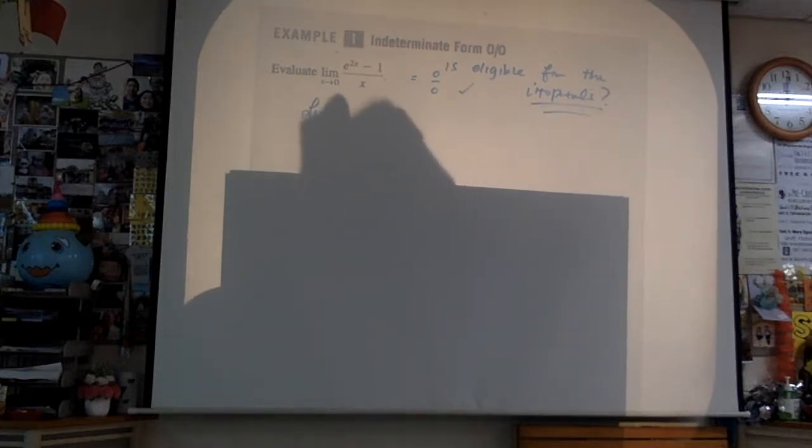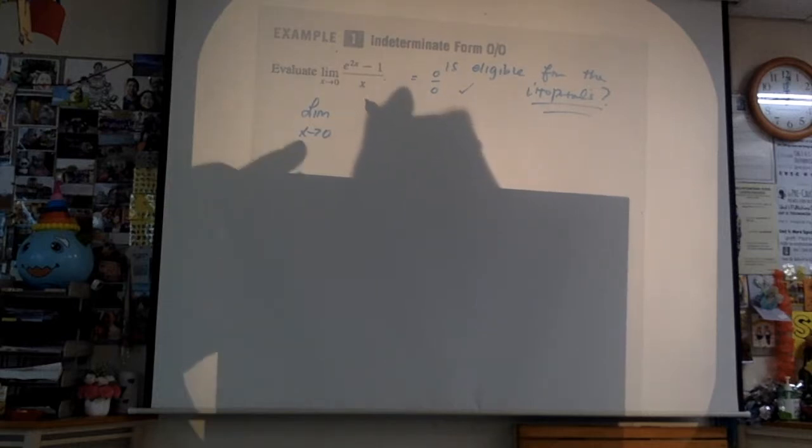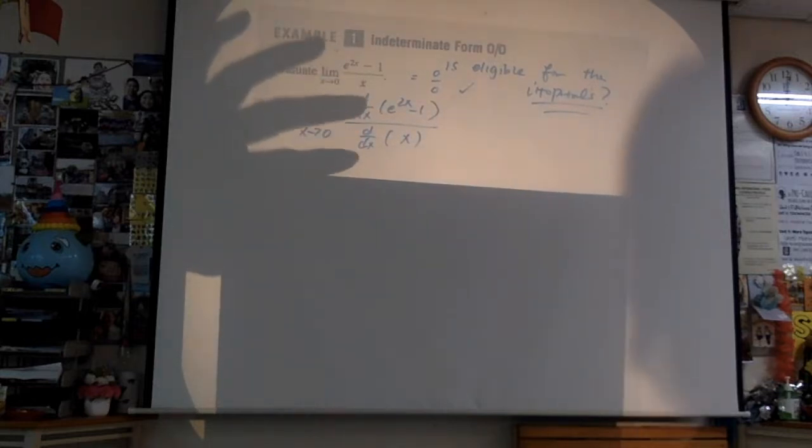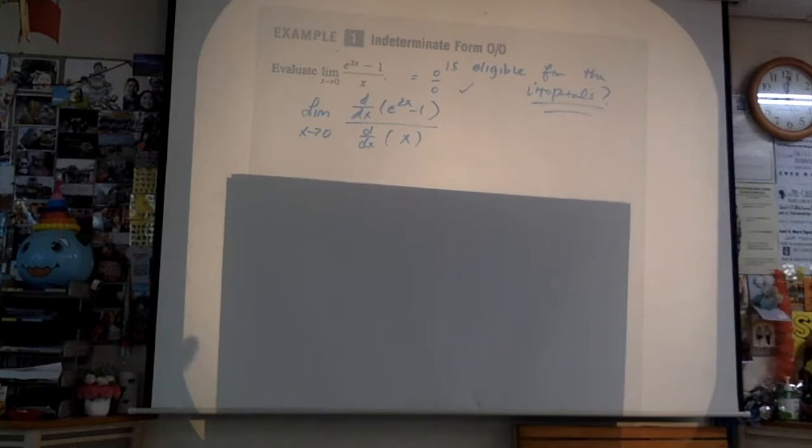So now let's take the limit, x approaches 0. Now, L'Hopital says you've got to take the derivative of both the top and the denominator. So go ahead and do that, guys. Again, for this step, if you don't want to, you don't have to show the d over dx, okay?